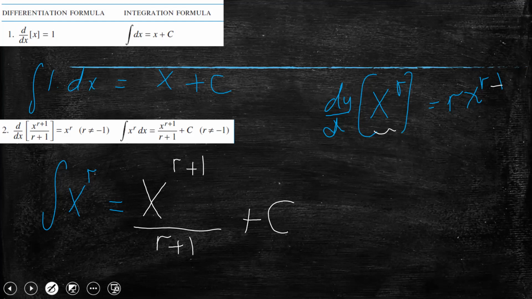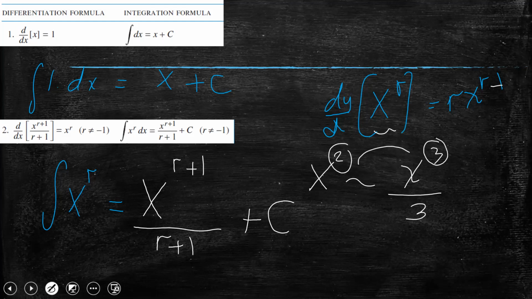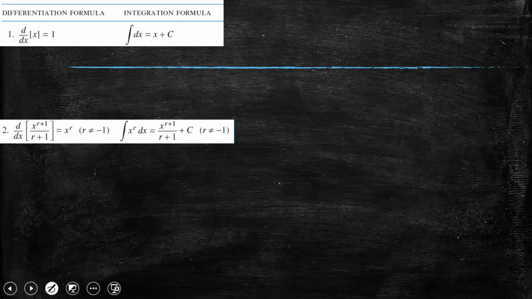So here, you count on the exponents. If you have x squared, after integration it will be x cubed over 3. So you increase the exponent. Teacher, will it be r plus 1 or minus 1? Plus 1. For integration, it is x raised to the power r plus 1 over r plus 1.